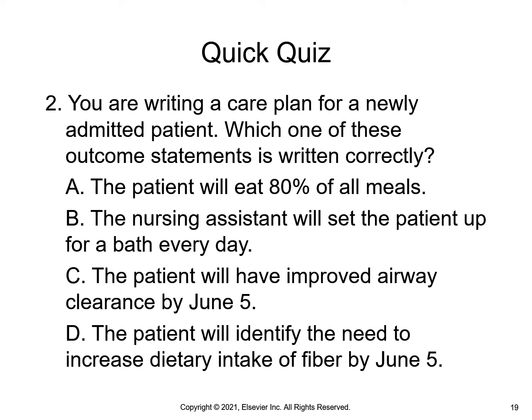The answer is D. Outcome statements should have measurable and realistic goals. In this case, the goal is both measurable, which identifies the need to increase dietary intake by June 5, and realistic.